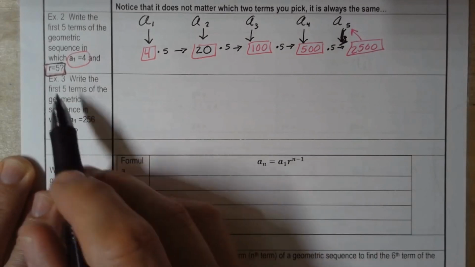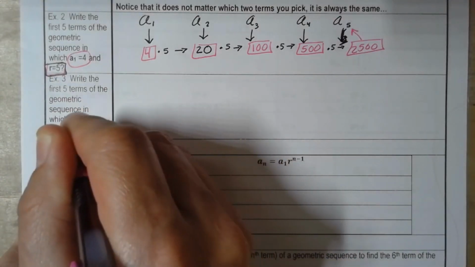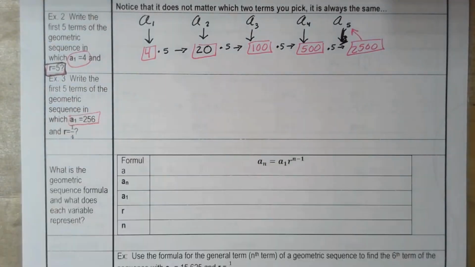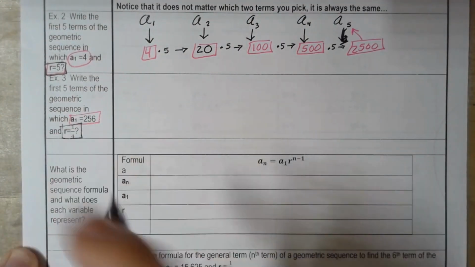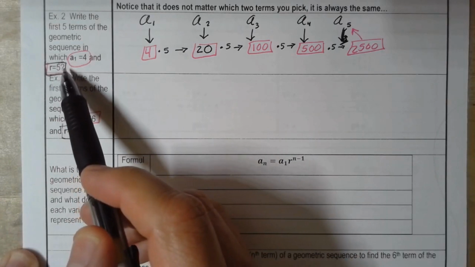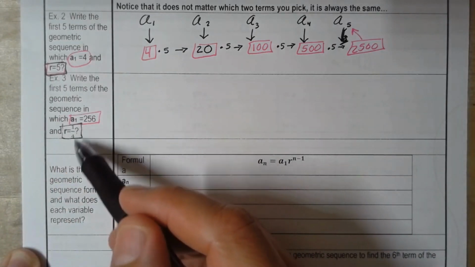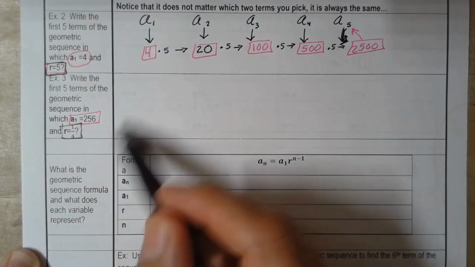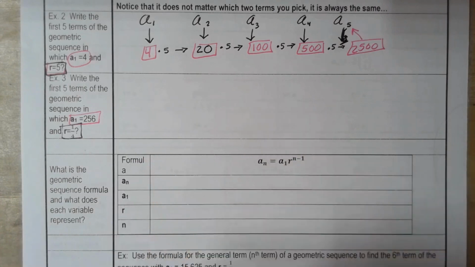This next one says, example 3, write the first 5 terms of the geometric sequence in which a sub 1 is 256, and the common ratio is 1/4. Okay, so before, we multiplied by a common ratio that was an integer. Now we're using one that's a rational number, right? We're using a fractional value, in other words. So let's go ahead and use this fractional value and see what we come up with.